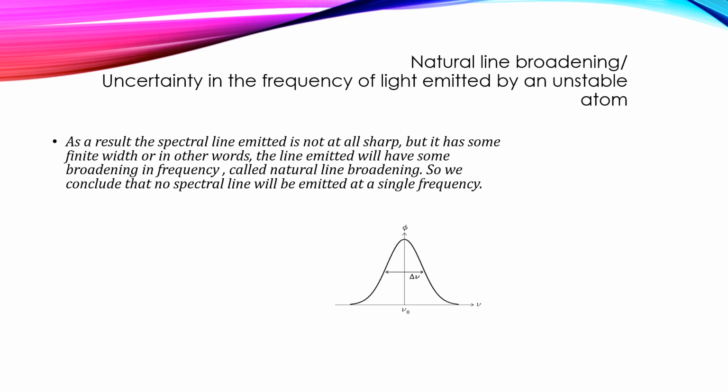Thus, we can see that the spectral line emitted is not at all sharp, but it has some finite width, or in other words, the line emitted will have some broadening in frequency called natural line broadening. So we conclude that no spectral line will be emitted at a single frequency.